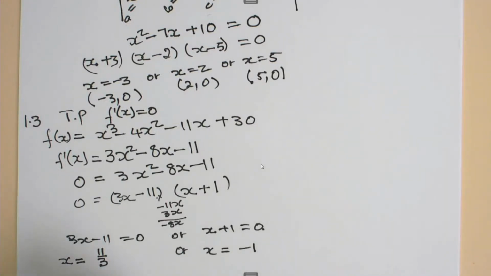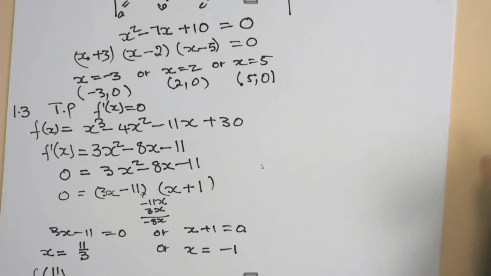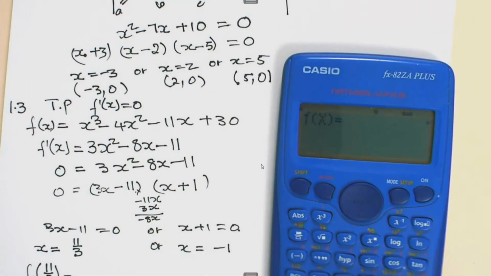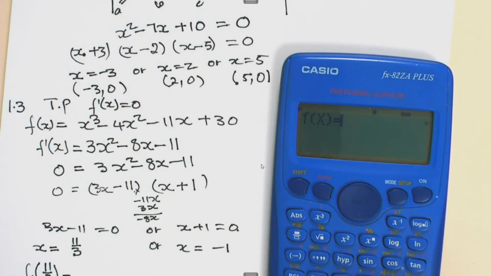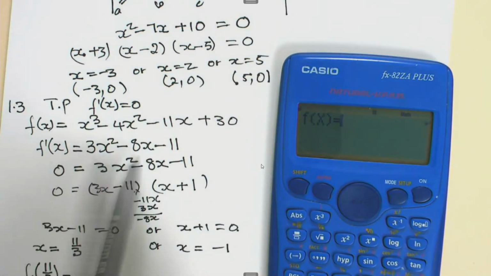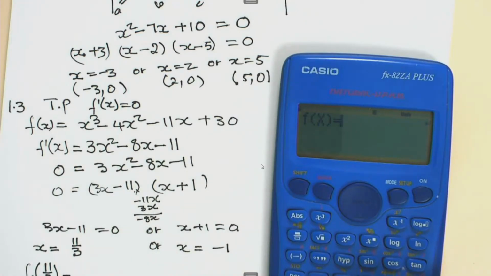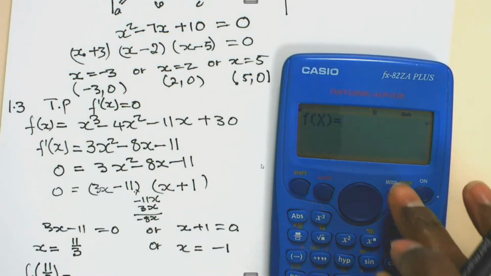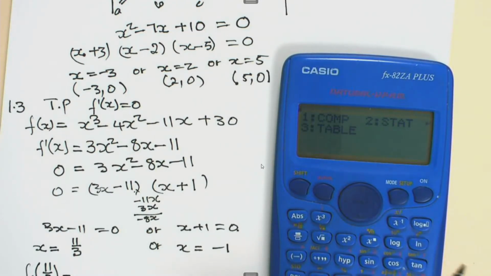And then we know that for x is equal to 11 over 3, what will be the value of y at x is equal to 11 over 3? Then you take your calculator. Remember, every time you substitute the values of x into the original equation, learners. If you substitute into the derivative, you'll always get 0. You need to substitute the values of x into the original equation. Now let us check what will be the corresponding y value if x is equal to 11 over 3.